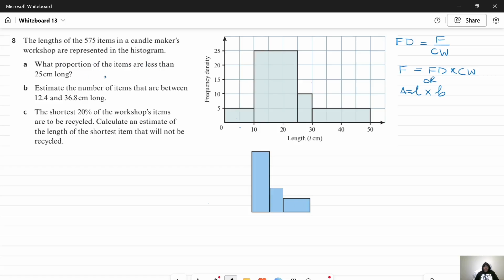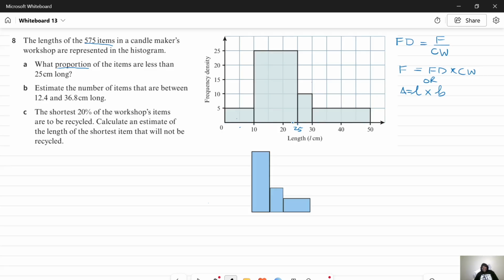They said, what proportion of the items, so the emphasis is on proportion. We are not looking for how many items are less than 25 centimeters long. We're looking for the proportion, meaning we want to know how many items are less than 25 centimeters long, and we make it out of the total number of items that we are given here. So we come to our histogram and locate where 25 centimeters is on the axis representing length. We see that it's there.